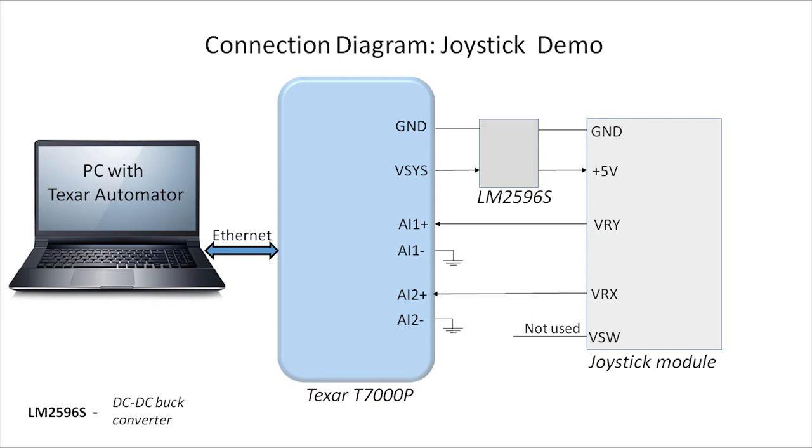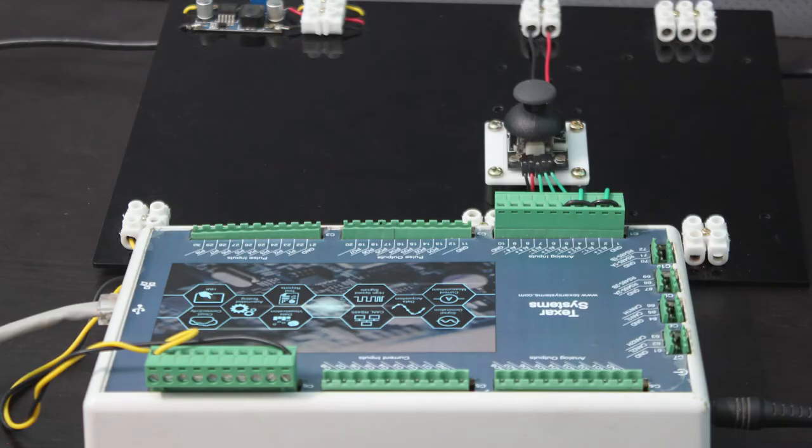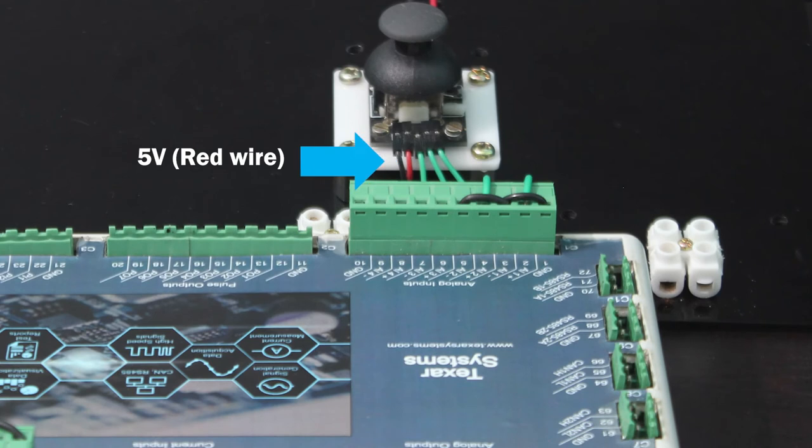T7000P is connected to the PC with Automator via Ethernet. Here is the actual setup. This is the joystick module. This red wire is the 5-volt line coming from the external regulator. And this black wire is the ground.